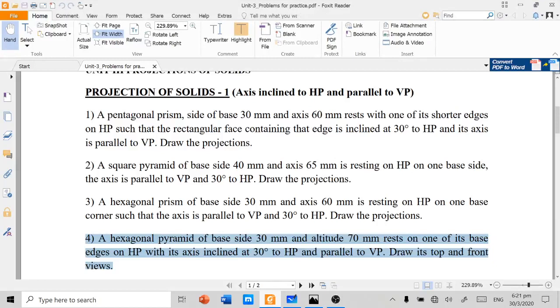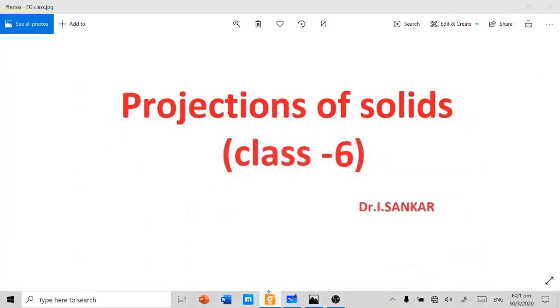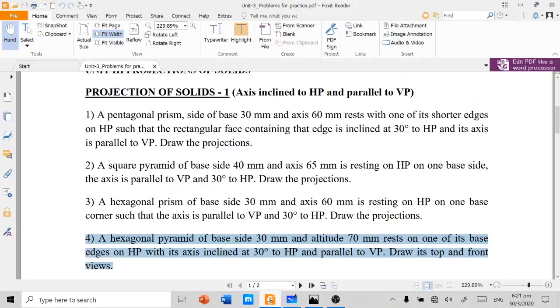This is projections of solids, 6th class, and now we are going to solve problem number 4 in our question bank. A hexagonal pyramid of base side 30 and altitude 70 mm rests on one of its base edges on HP with its axis inclined at 30 degrees to HP and parallel to VP. Draw its top and front views. This is the problem, and it is very similar to the previous problem under the category axis inclined to HP and parallel to VP.